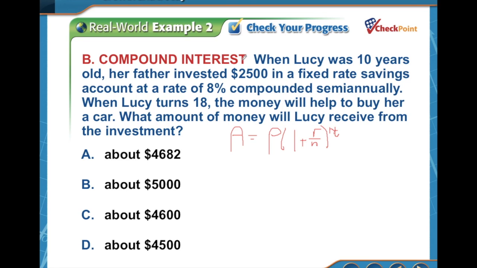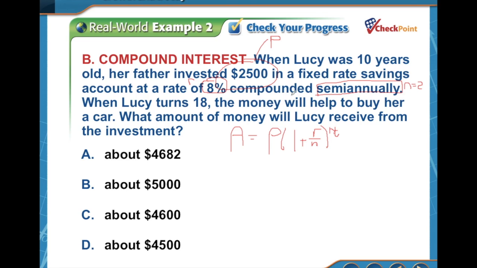Okay, so what do we know that's in our equation? Well, in our paragraph, we see 2,500. That's the amount initially invested. That's our P in our equation. What else do we know? Account at a rate of 8%. So 8% is our rate. Compounded semi-annually means twice a year. So that is our N value, the number of compounds, and semi-annually means twice each year.